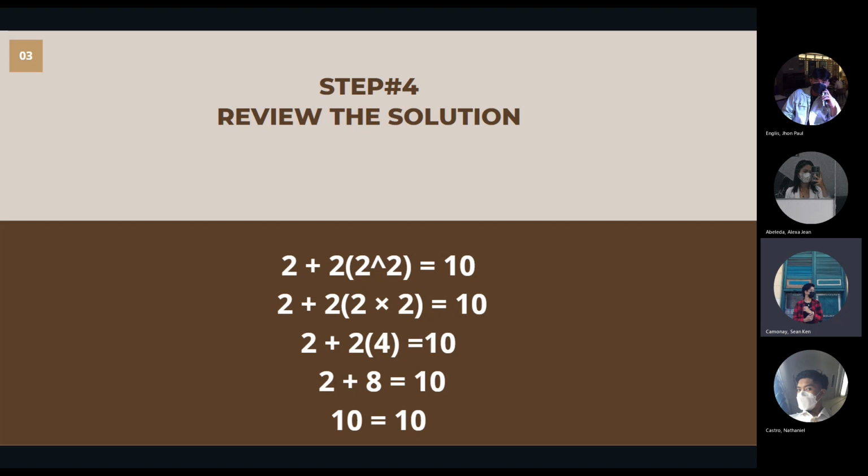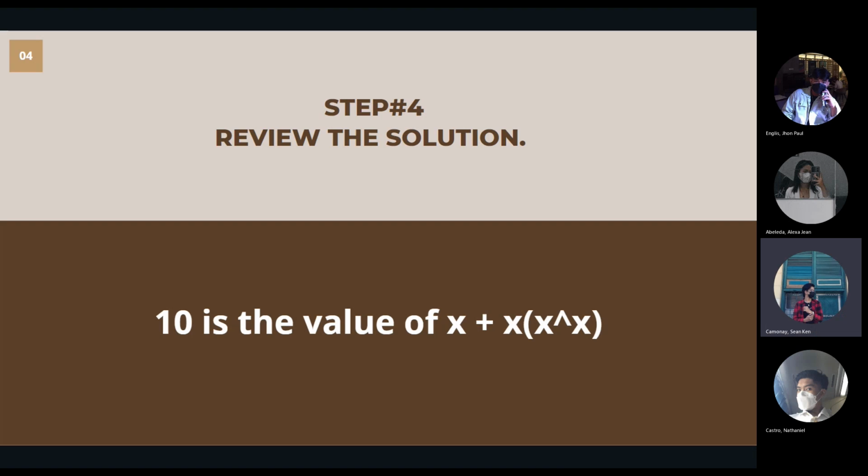And then we're going to apply the multiplication. Then 2 times 4, which is 8. Then 8 plus 2, which is 10. And we can see that both sides are equal to 10. Next slide, please. And we can say that the value of x plus x times x raised to x is 10, and our answer is correct. So now we are going to proceed to the questions.